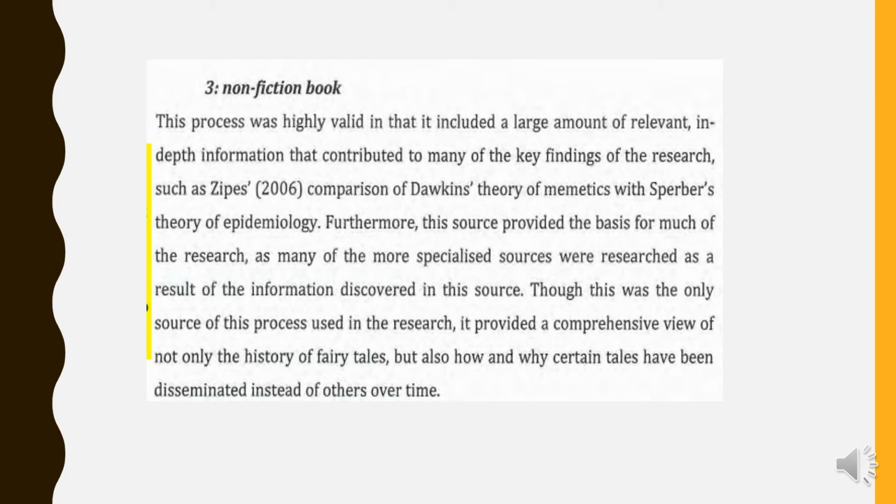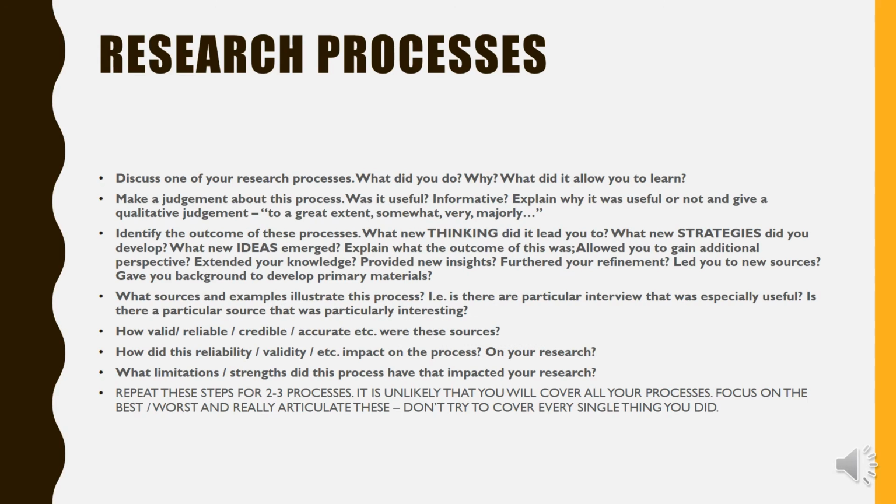Looking at the work, we can see that the source is evaluated, and then it is used in the middle there. Furthermore, the source provided the basis. Here we go. This is what it's for. This is why it was valid. This is what makes it good. Okay, so we're actually critically thinking, what did I use this source for? What did it allow me to do? Okay. And then we have some questions that you can answer. Okay. So we suggest that you focus on about 2 to 3 processes. For some of you, it may be more. For some of you, it may be less.